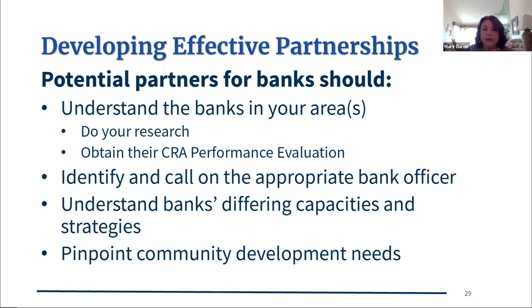Then understand the bank's differing capacities and strategies. So for example, if a bank's business strategy is that they're really just a small business lender, a commercial lender, they're not really doing mortgage lending, they're not doing multifamily apartment building lending, don't go to them and ask them for a loan for a mortgage product, because that's not what they're doing. On the other hand, they might be interested in investing in housing-related opportunities to balance out the needs. Since they're not doing it directly, they could do it through investments.